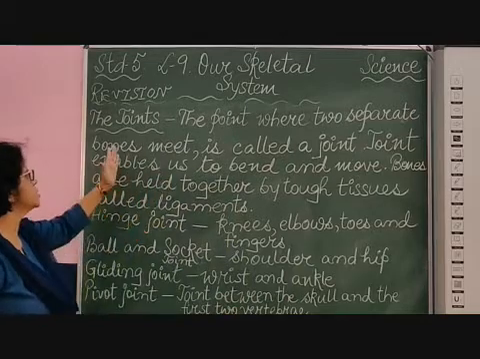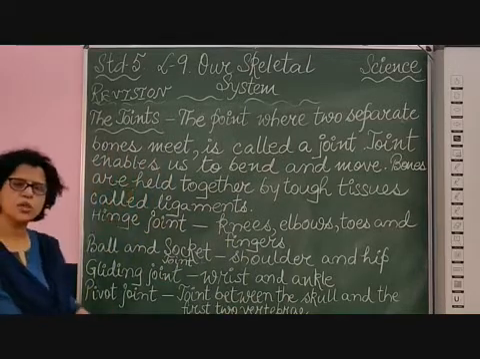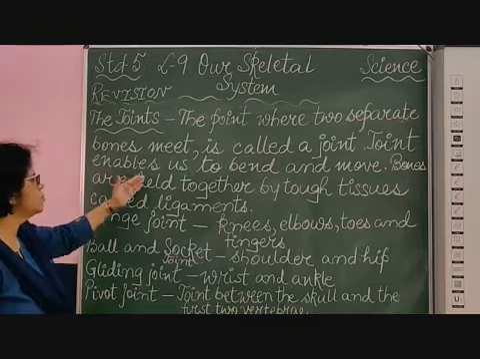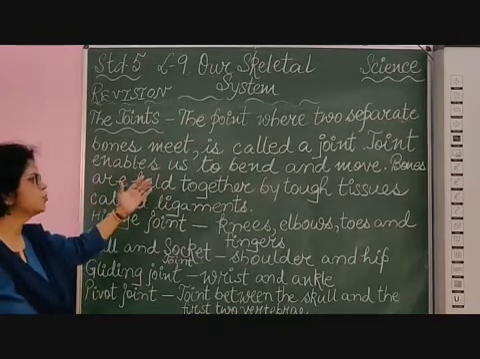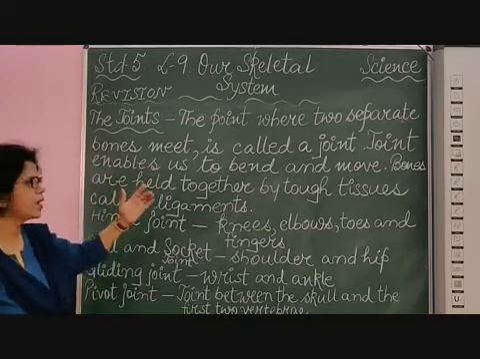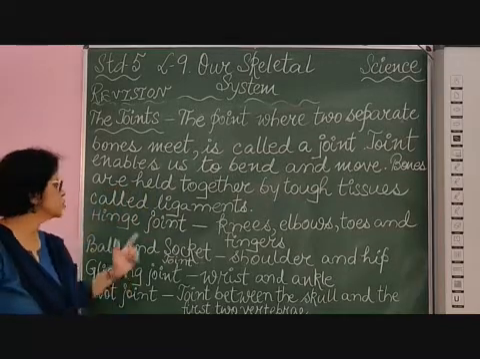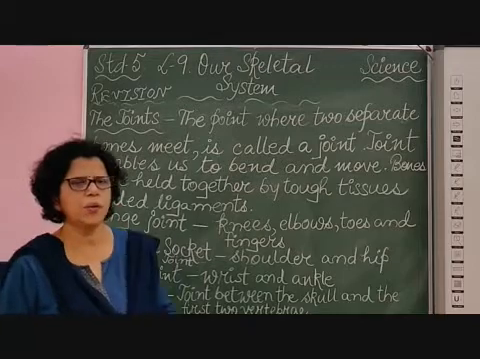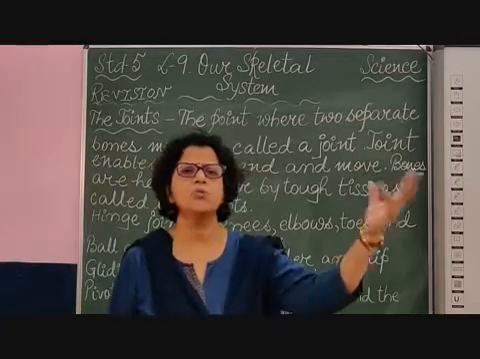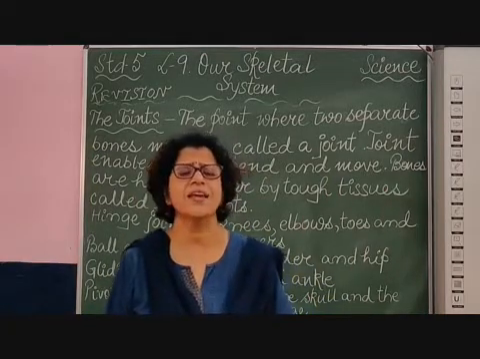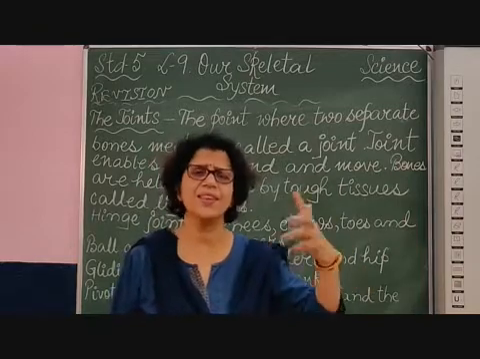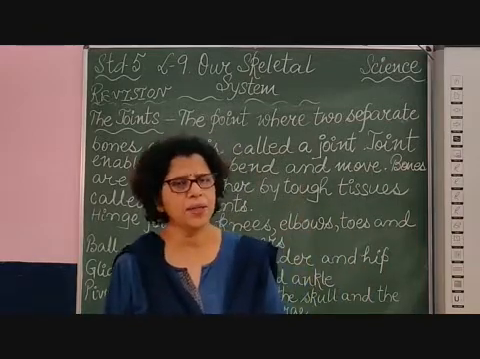The point where two separate bones meet is called a joint. Joints enable us, means help us, to bend, to move, to do different types of work. Bones are held together by tough tissues called ligaments. Had there been no ligaments, our bones would have moved helter-skelter. So bones are held together in their place by ligaments.